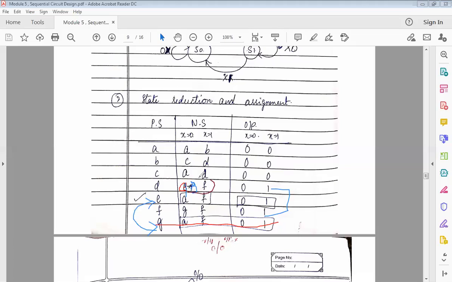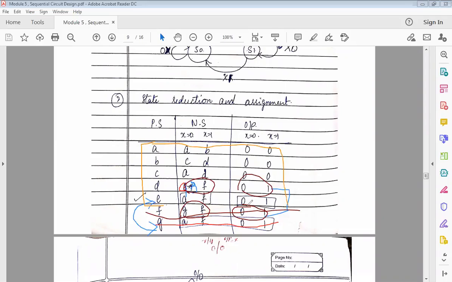Yes, sir. Here it is GF because I changed from E to G, and then it is 0, 1, and here also it's GF, and it is 0, 1, isn't it? So what I will do, I will eliminate this one also. So ultimately, I will have only A to E alone. Understood or not?